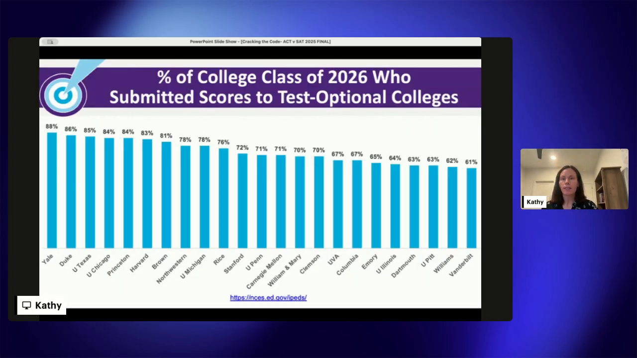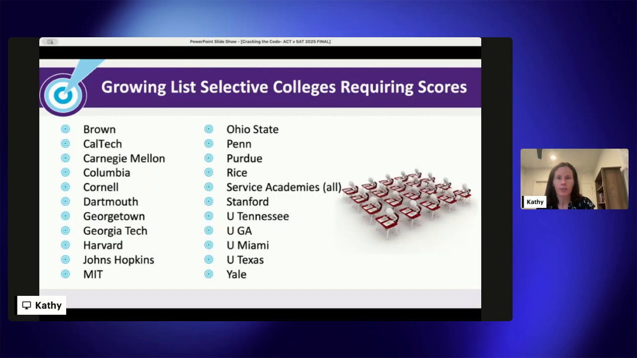Sometimes, even if a college is fully test optional, you have to check out the data, and you can usually find this. You can see this on the IPEDS site. You can also look at the Common Data Set that colleges publish, and you can see the percentage of students who submitted scores to test optional colleges. You may be at a disadvantage if the majority of applicants are submitting test scores.